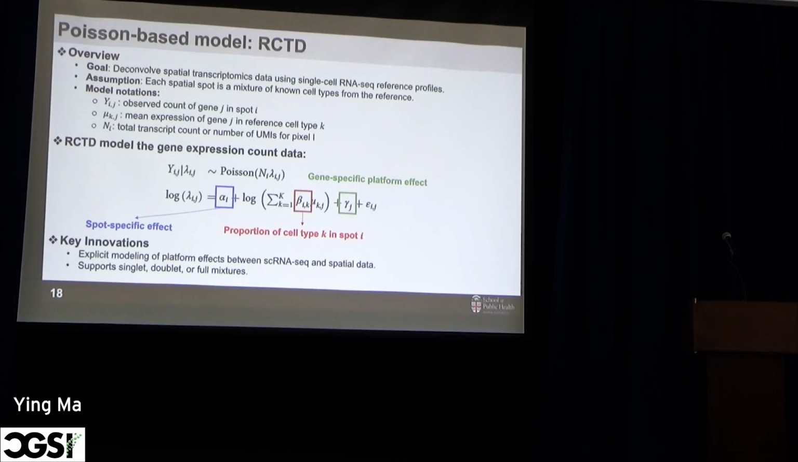The key innovations of this method are that they explicitly model this platform effect to account for the heterogeneity between single-cell reference data and the spatial transcriptomics data. And they also support singlet, doublet, and full mixtures through model selection, which means that they can select different models by assuming how many cell types exist in different locations.